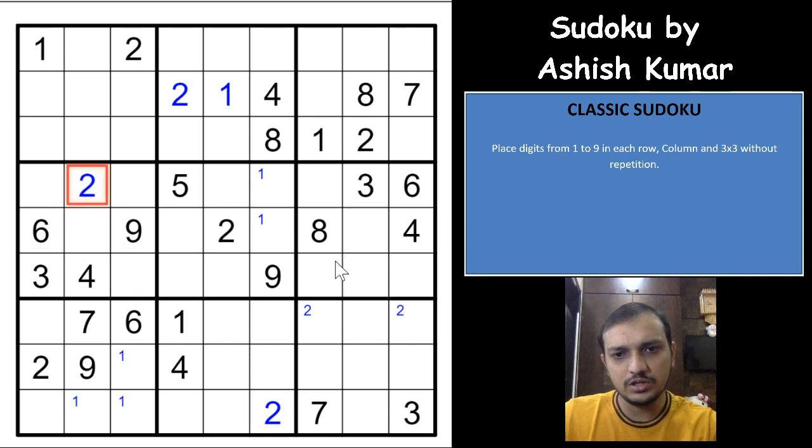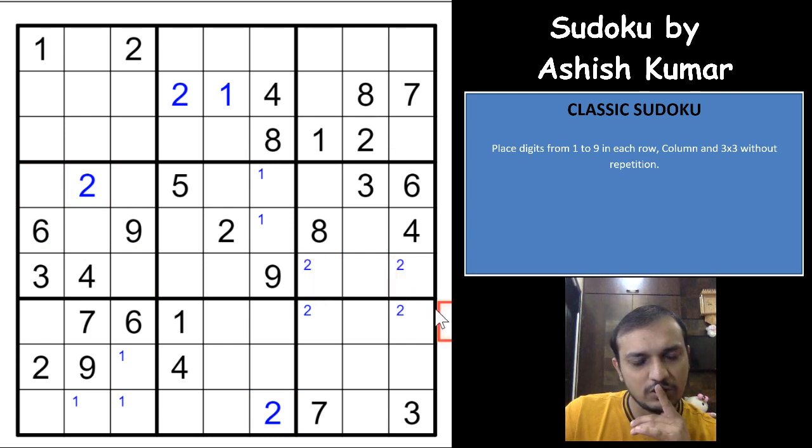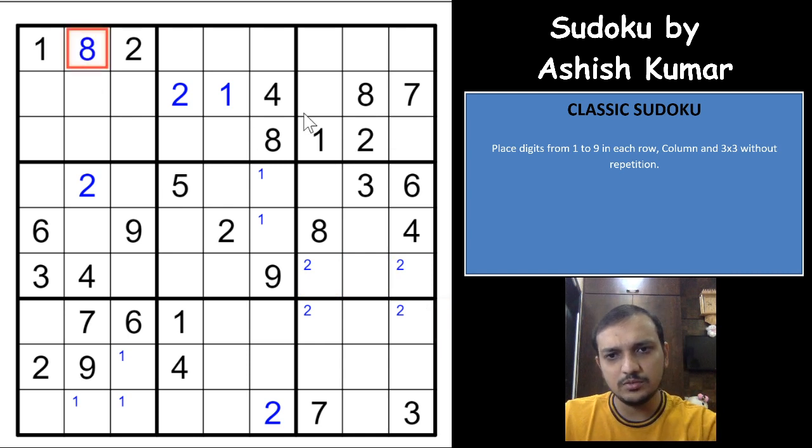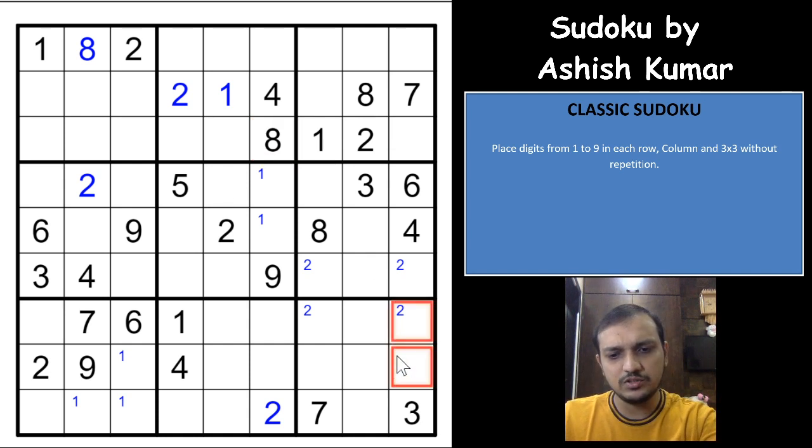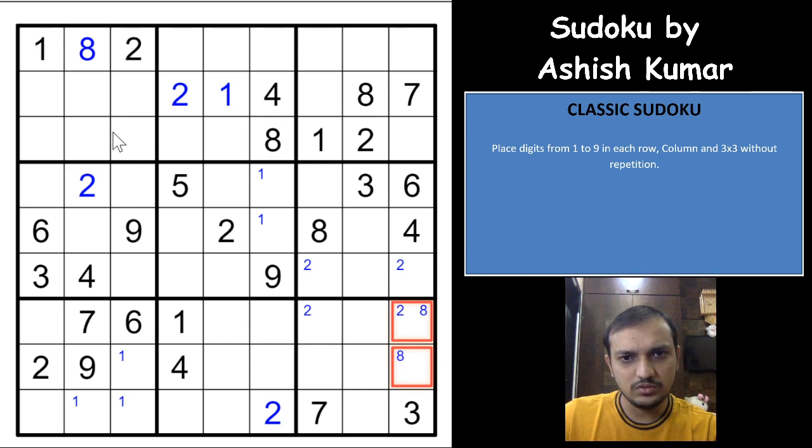You get a 2 here, that gives you a 2 in one of these two cells. Okay, so I think we are done with the 2's. This would have to be an 8 because of the 8 here and here. You'll have an 8 in one of these two cells. Nothing with the 8 as well.